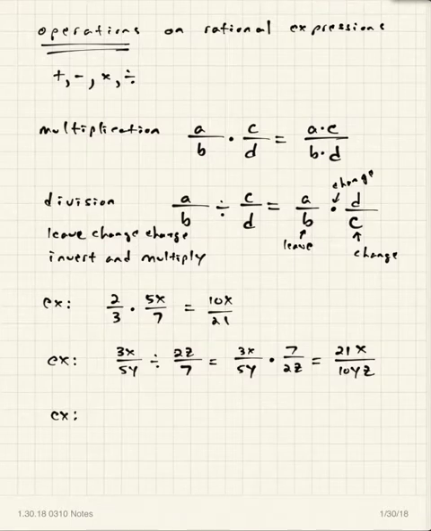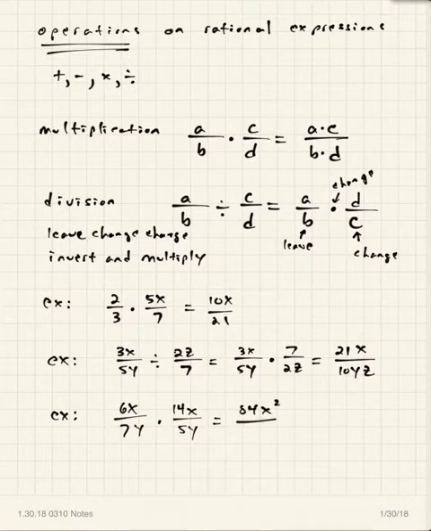Okay, let's say we have 6x over 7y multiplied by 14x over 5y, like that. Now in this problem right here, you could certainly multiply across. And you do get 6 times 14 is 84. x times x is x squared. And in the denominator, 7y times 5y is 35y squared.